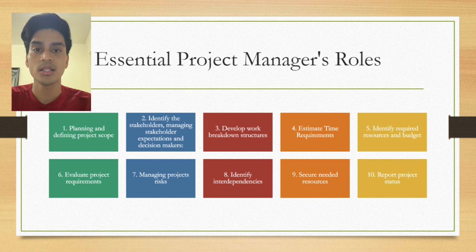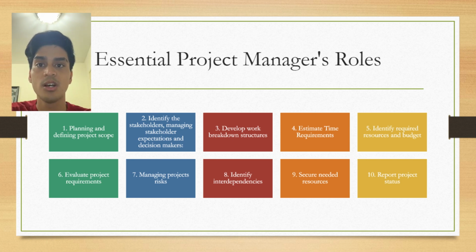The 7th essential project role for the project manager is managing project risk. The project manager has to identify the potential risks, assess their impact, and develop strategies to mitigate or manage them. The 8th is identify the interdependencies. As we all know, interdependencies is a relationship of tasks or project wherein one project can impact another's progress.